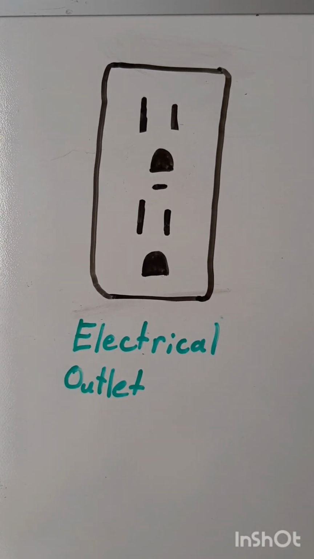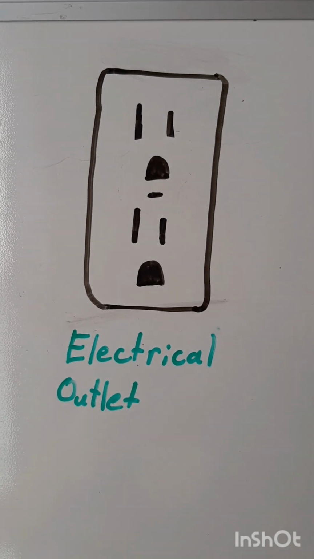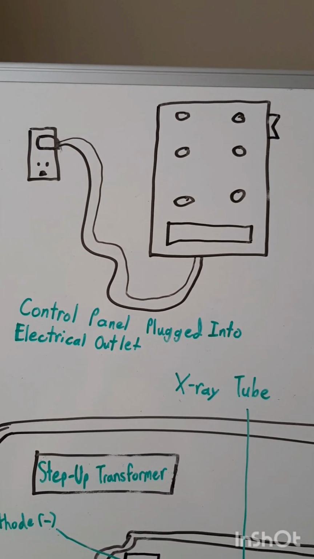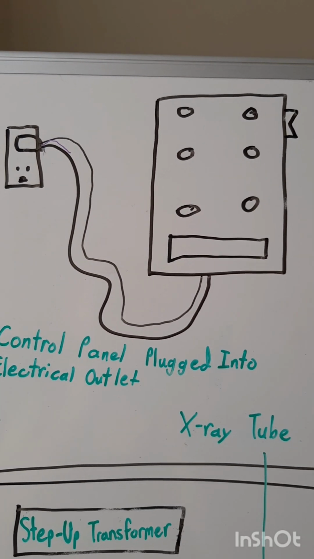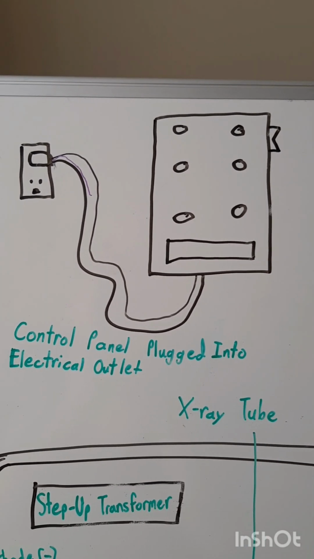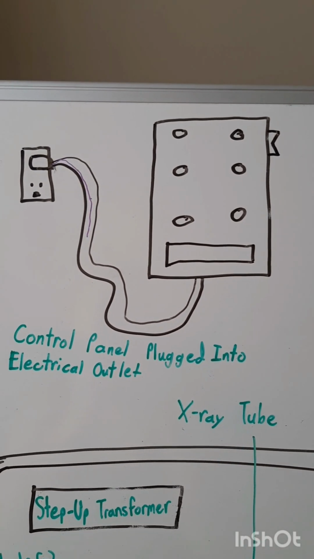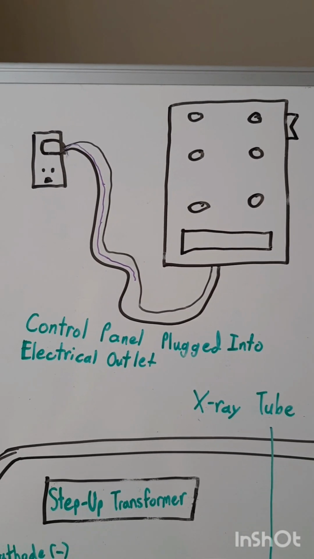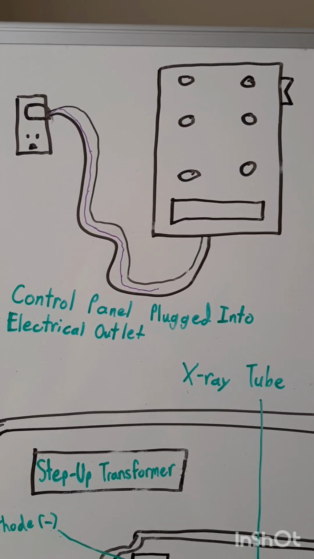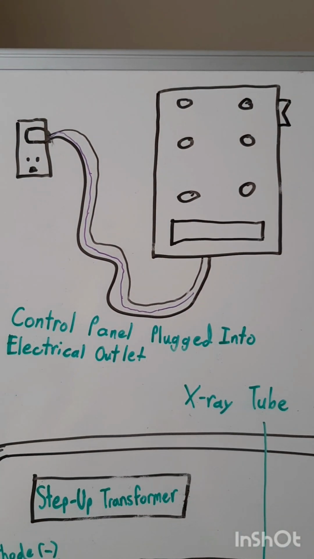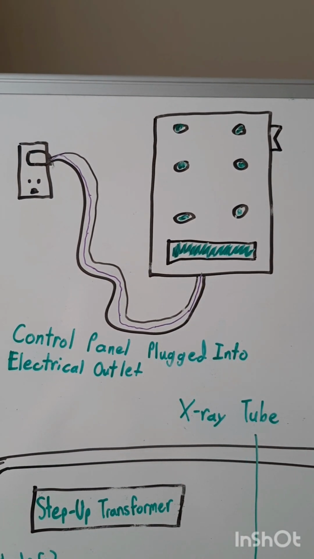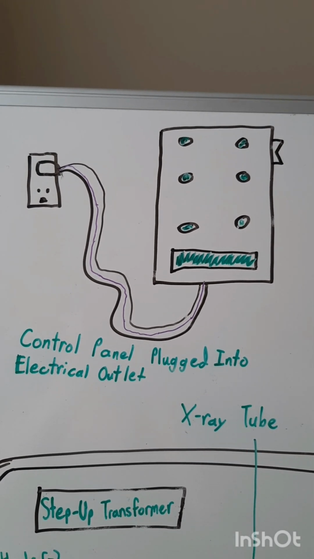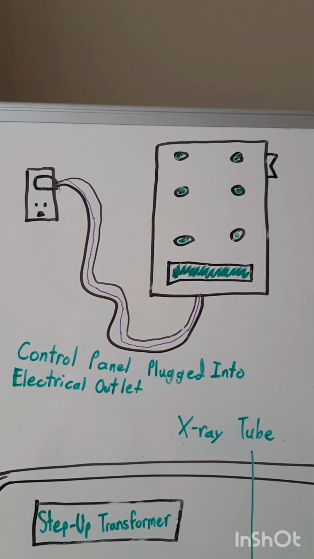The X-ray machine is plugged into an electrical outlet, which supplies energy to the machine. When the X-ray machine is turned on, the electrical current flows from the outlet to the control panel via the cord. The current then travels from the control panel to the tube head through electrical wires in the extension arm.